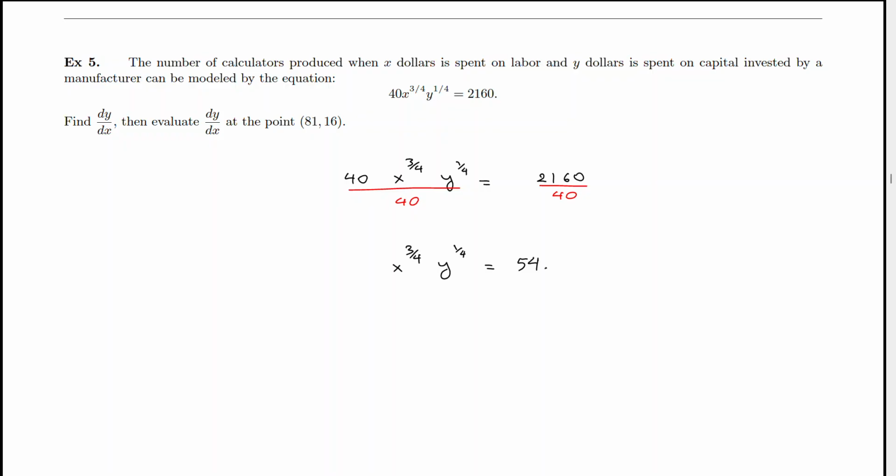The other thing I want to point out here is that x to the 3/4, that's the same thing as the 4th root of x cubed. And also y to the 1/4 is the same thing as the 4th root of y to the power of 1. So if you recognize this, we can actually rewrite the problem with the 4th root of x cubed y1 equals 54. This may be a little bit better because we can avoid having the radical in the problem, and if we don't have a radical in the problem, we will make the differentiation process easier later on.